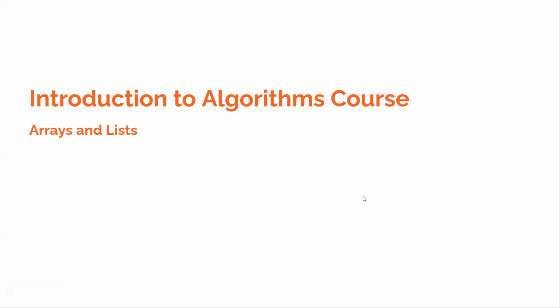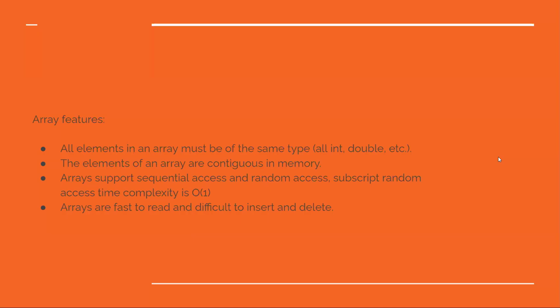So here is our introduction to algorithms course topic, arrays and lists. Array features. All elements in an array must be of the same type, all integers, all doubles, and so on. The elements of an array are contiguous in memory. Arrays support sequential access and random access.